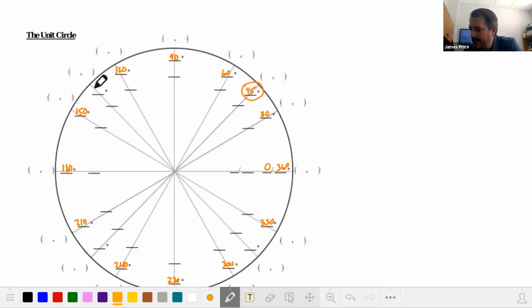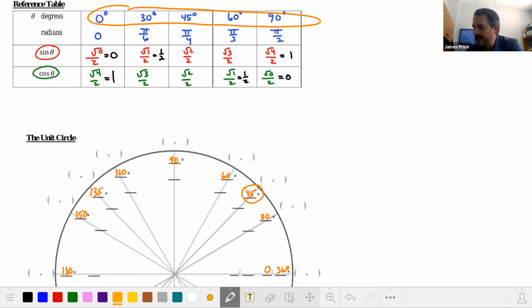So 45 is 90, plus 45 is 135 degrees, plus 45 is 180, plus 45 is 225, plus 45 is 270, plus 45 is 315, plus another 45 is 360. And so that's how I fill out the degrees in my unit circle. And the same thing works for radians.